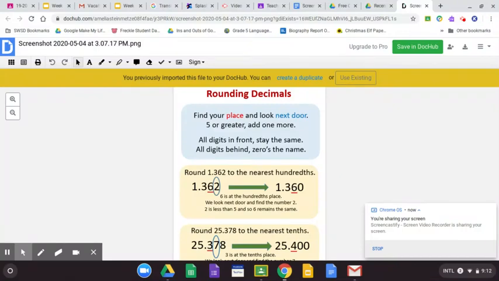Right, so today we're going to review rounding decimals. This is actually the last thing that I taught you guys before we had to end school. So we thought we would check in with you guys on it.